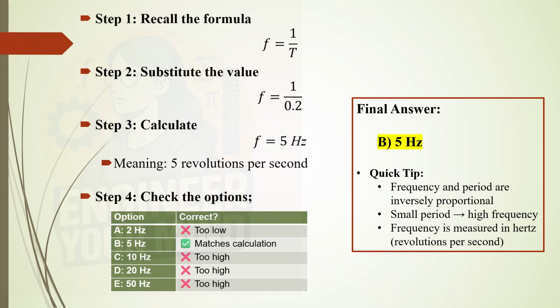Quick tip for students. Remember, frequency and period are inversely proportional. If the period is small, the frequency is large, and vice versa. Frequency is always measured in hertz, which means revolutions per second.